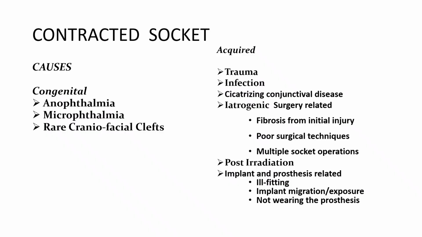Causes of contracted socket can be congenital, like anophthalmia, microphthalmia, or rare craniofacial clefts. Acquired, like trauma, infection, cicatrizing conjunctival disease. Iatrogenic, surgery related, like fibrosis from initial injury, poor surgical techniques, multiple socket operations. Post-irradiation. Implant and prosthesis related, like ill-fitting, implant migration and exposure, not wearing the prosthesis.